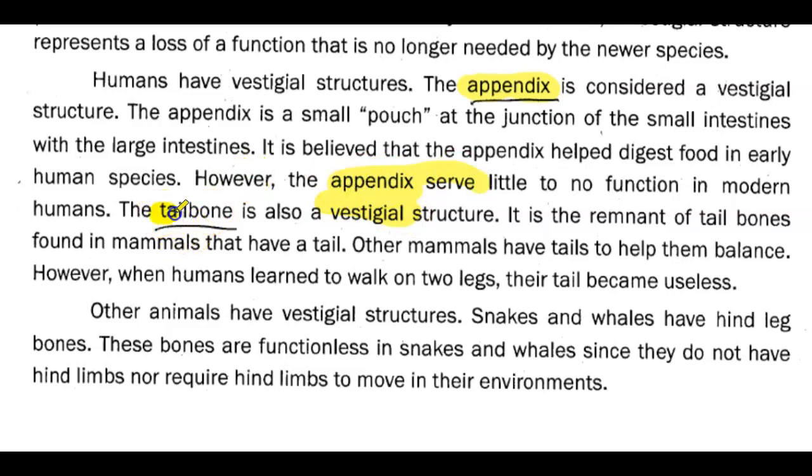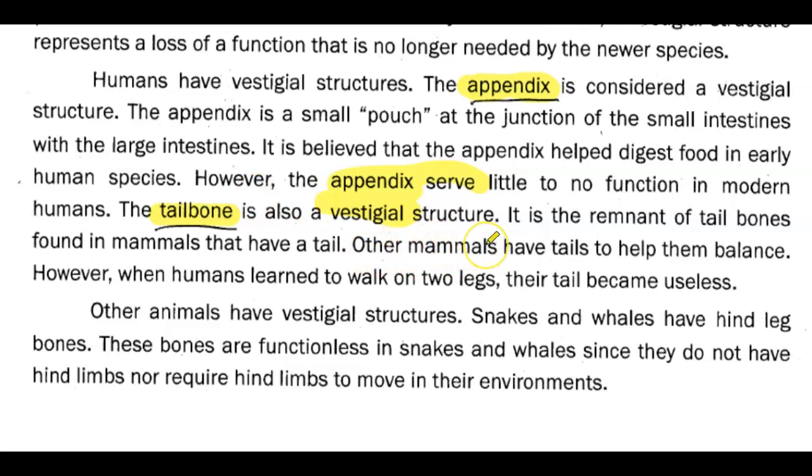You also have a tailbone. We don't have a tail to wag, but we do have a little bit of a tailbone left over. And if we fall down hard on our bottom, we can break our tailbone, and it's very painful. There's a lot of nerve endings in there, but it doesn't really do anything for us, right?